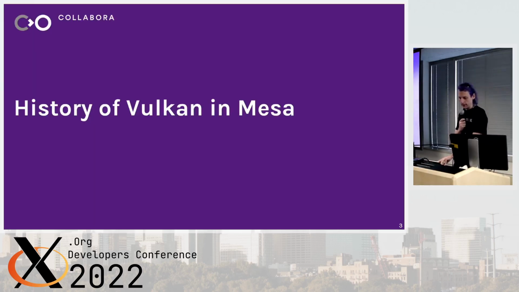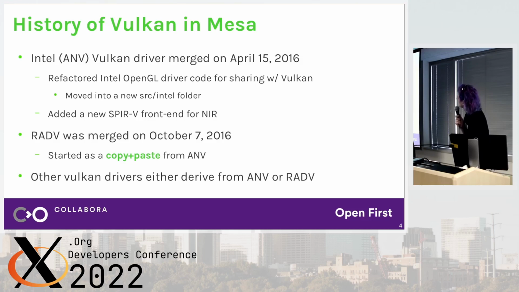So we'll start off with a little bit of history. The Intel Vulkan driver was first merged in April of 2016. We actually started that project in April of 2015, but it had to be behind closed doors because of Khronos NDAs for about 8 to 10 months. And then it took another couple of months to get it merged because we had to do a bunch of upstream refactoring that we couldn't admit to prior to the Vulkan release. Basically, that was moving a bunch of stuff into the src/intel folder, because the compiler and everything was living in src/mesa/drivers/dri and so on.